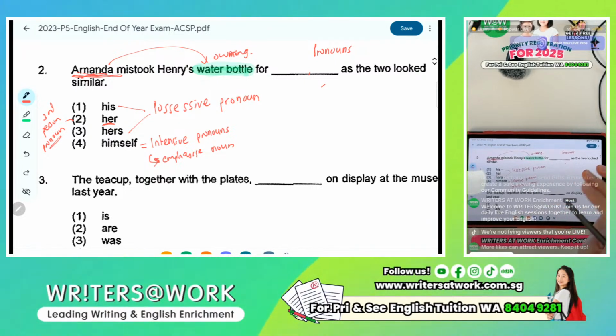Okay, as what Huang Hua correctly pointed out, we are looking at Amanda's water bottle which she owns, and because she's a girl, we will use option number 3, which is hers. Okay.